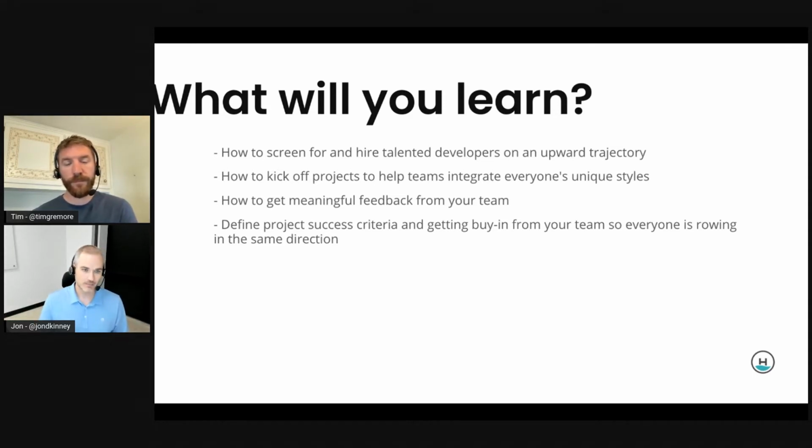So some of the things that we talked about in promoting this event, we definitely wanted to make sure to cover, and like I said, there'll be additionals, but we talked about how to screen for and hire talented developers on an upward trajectory. So if you're looking to get junior or early career developers onto your development team, we want to try and help give you some ideas for how to spot those folks in the market. How to kick off projects and help teams integrate everyone's unique styles.